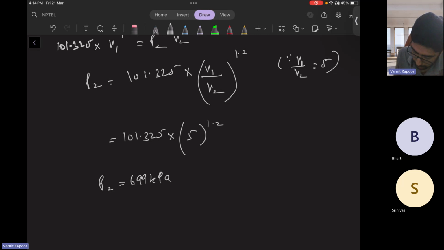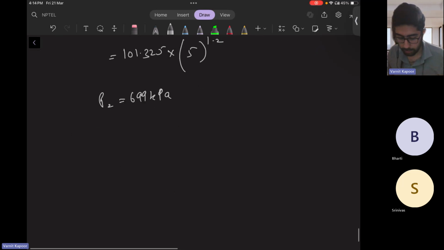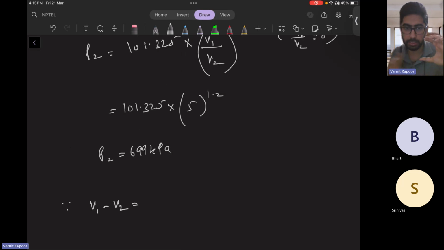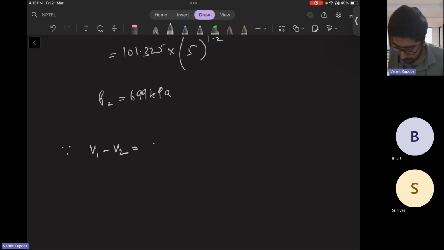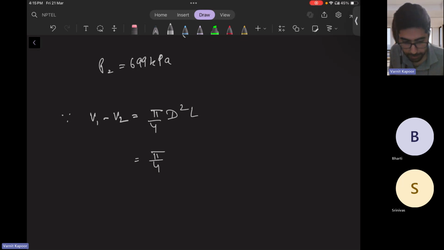699 kilopascals. This is your P2. Because you don't know these values P1, V1, P2, V2, how will you get the value of the work? So you know P1, you don't know V1, V2, you just know the ratio. Also, since we know that V1 minus V2 is the volume swept by the piston in the piston cylinder device, that is pi by 4 d square L, the volume of a cylinder. So V1 minus V2 is pi by 4. What is diameter? It is 0.15 square. And what is length? 0.25.